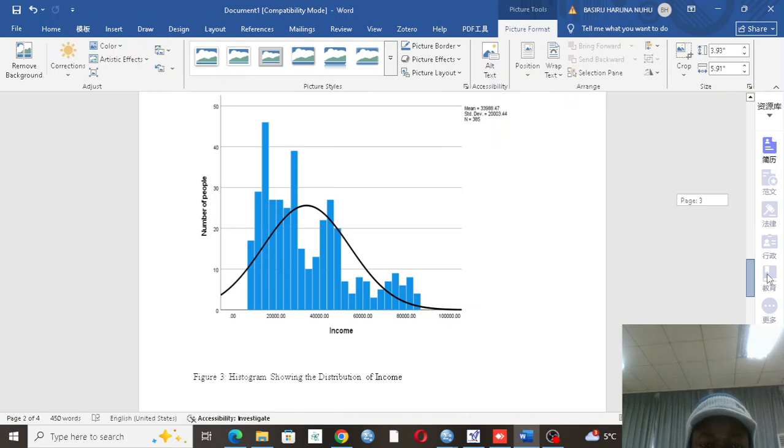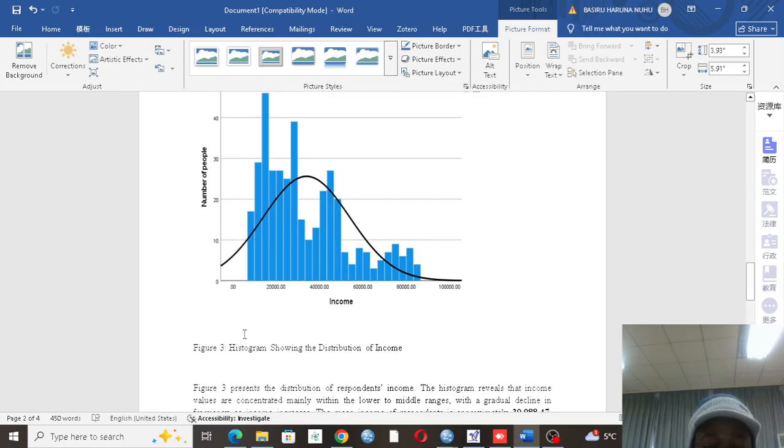And now we are at our histogram. So we have to give it a title. Figure 3, that is the third figure. Histogram showing the distribution of income. So this is the distribution of income, starting from this, up to that. So from this side, when it is going to this side, that is the lowest. When it is moving to this side, that is when the income keeps increasing.